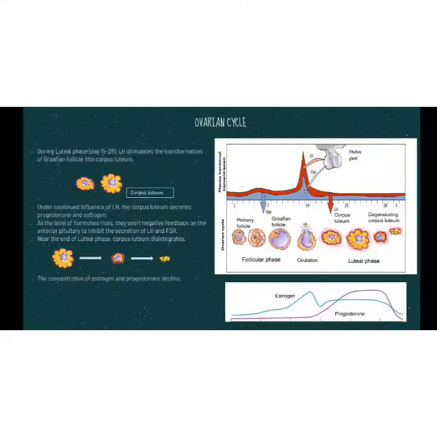The concentration of estrogen and progesterone will decline. The pituitary begins to secrete enough FSH to stimulate the growth of new follicles in the ovary.